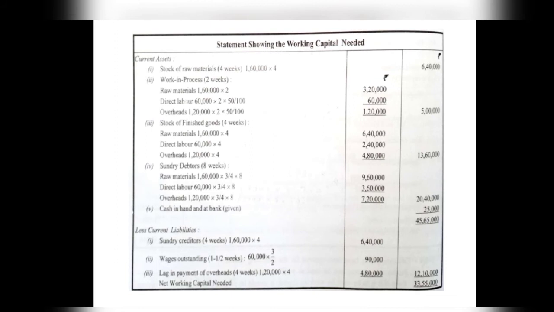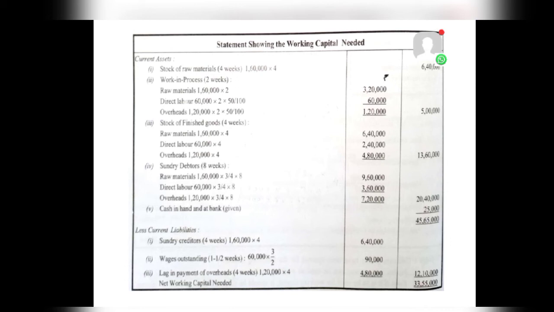Now stock of finished goods also has to be calculated element wise, because all three elements are present in the stock of finished goods. So raw materials weekly cost is 1,60,000 into 4 weeks. In the inner column you have to write 6,40,000. Then direct labor weekly cost is 60,000 into 4 weeks, 2,40,000 in the inner column. Overheads 1,20,000 into 4 weeks. Inner column we will write 4,80,000. Then again we take the total of all three elements and we write it in the outer column, 13,60,000.